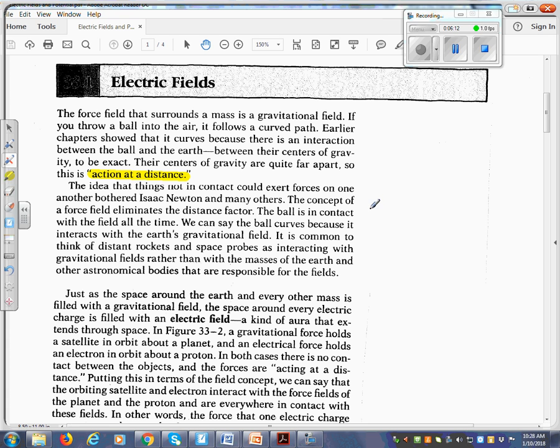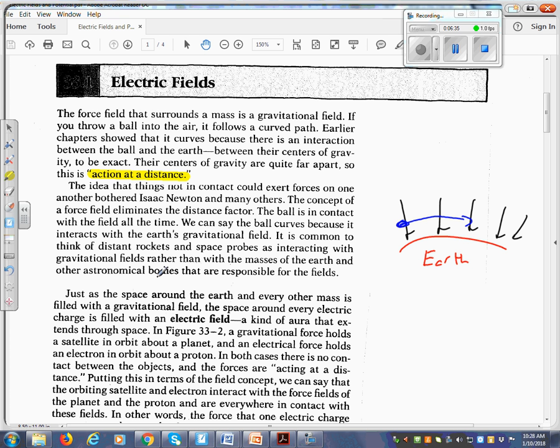So if you think about the Earth, and there is a gravitational field, and an object, maybe a ball, is thrown, it's going to curve because it's in contact with the field. That's how these scientists sort of got around this idea of action at a distance.